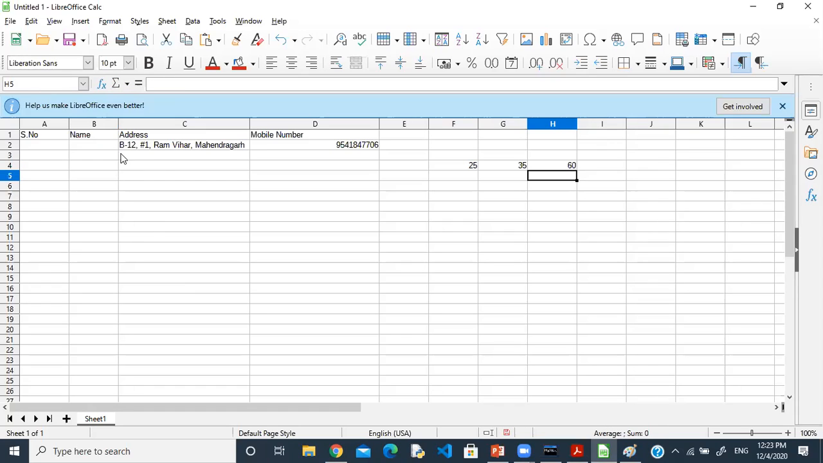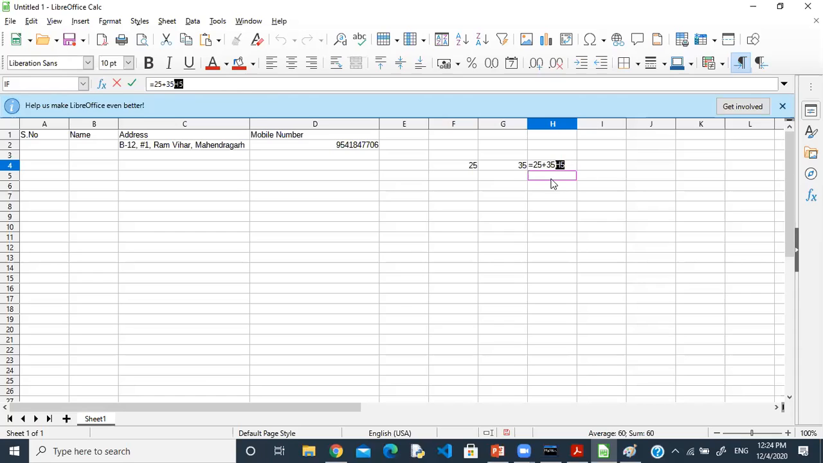Now look at this. What is displayed here? It shows 60 here. But look at the formula bar. This is your formula bar. What is showing here? It is showing equal to 25 plus 35.